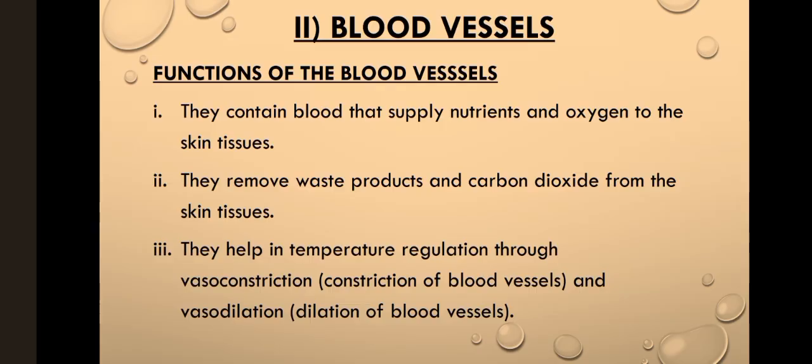And number 3, the blood vessels will also help to regulate the temperature through a process we call vasodilation and vasoconstriction. Vasodilation is when the diameter of the blood vessel increases in size, and vasoconstriction is when the diameter of a blood vessel reduces in size. Normally, when the temperatures are very high, the blood vessel will increase in size so that a lot of blood can be transported to the upper layer of the skin, so that a lot of heat can be lost to the environment. So with that, the body will have lost the heat, and the blood vessel will have helped you to regulate your body temperature.